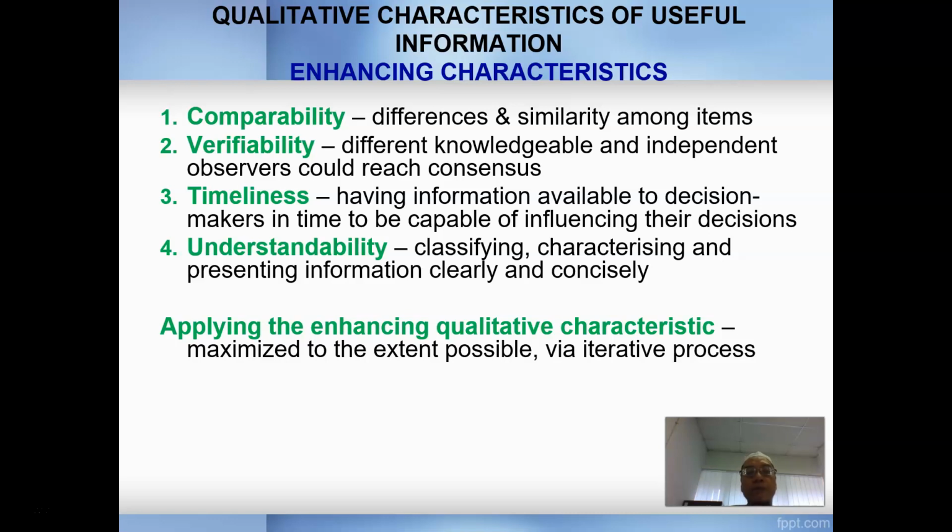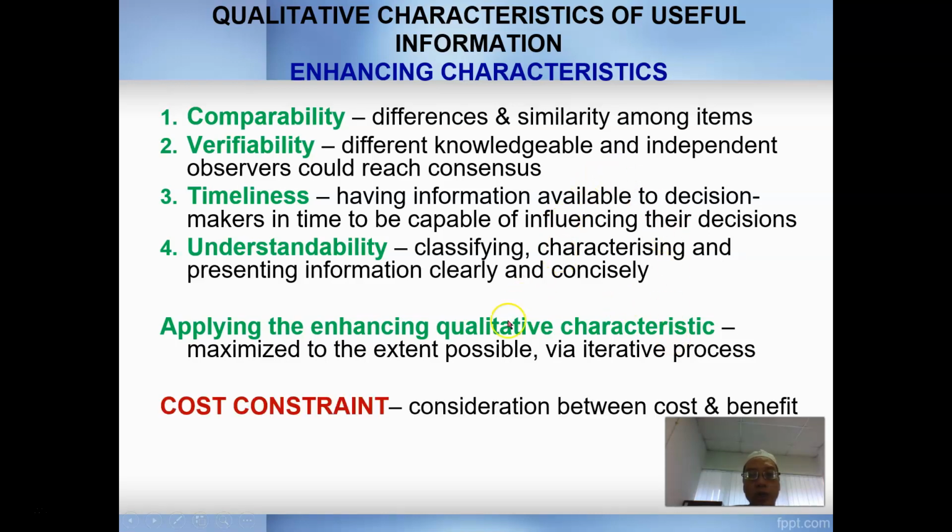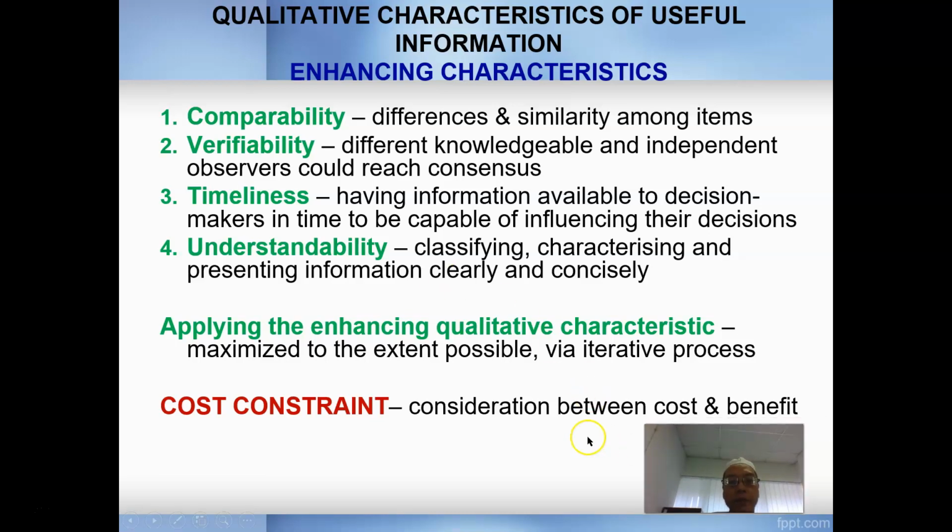We try to get the maximum benefit out of these characteristics in a certain way. Okay, not all of them can be satisfied 100% at the same time. Okay, and in order for us to choose or prioritize which of these characteristics, we need to take into account the cost constraint, okay, which is considering between the cost and benefit.